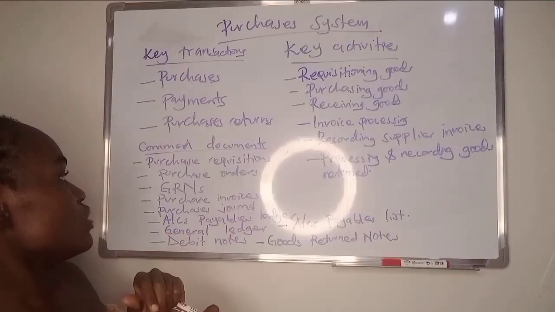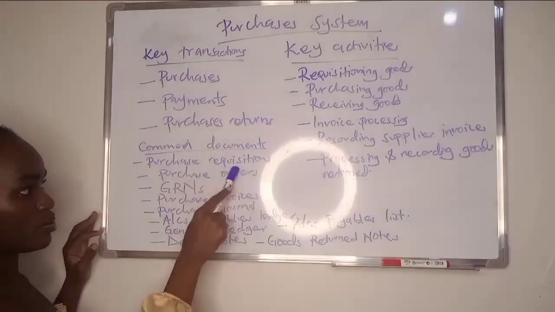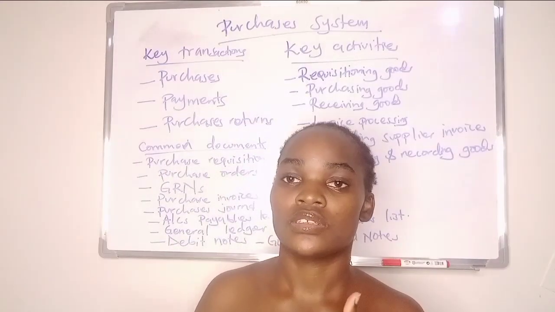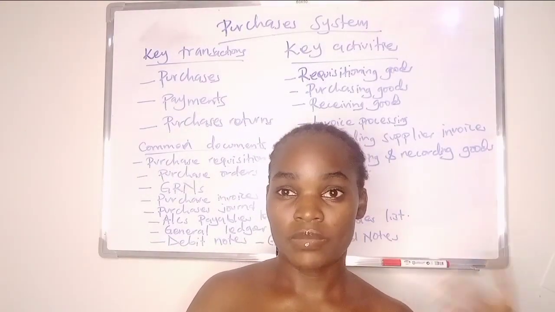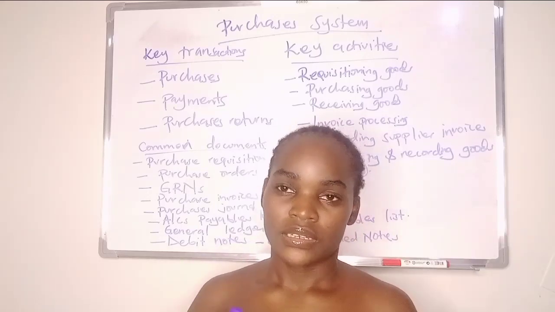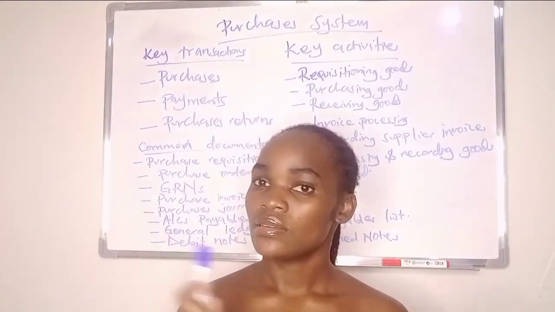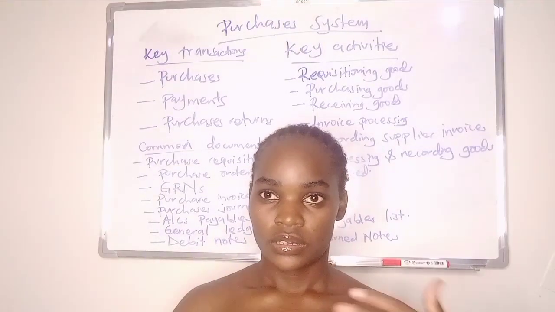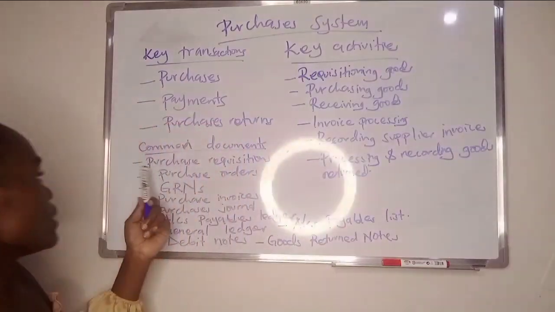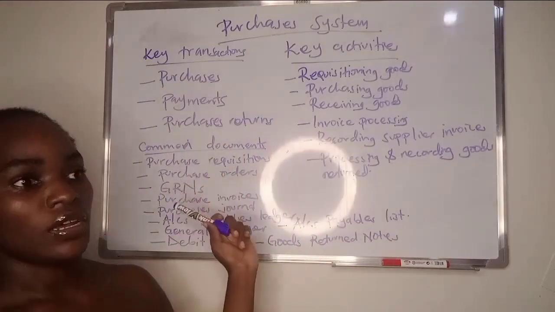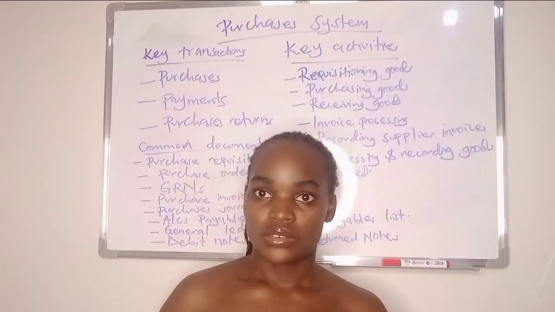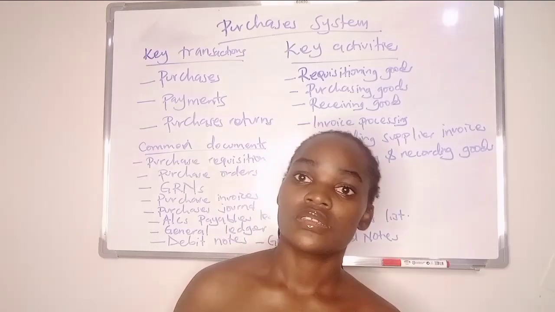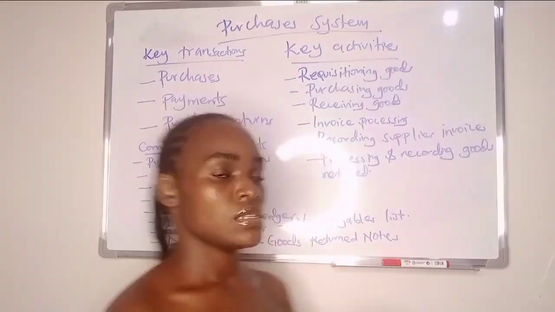Then the key documents, we have the purchase requisition, the one that is used to request for goods from the procurement department by the intended user. The intended users are the other departments, maybe finance department, accounts department, production, stuff like that. So purchase requisitions, then the purchase order. Now here the purchase order is sent to the supplier to order for the goods that the organization wants.